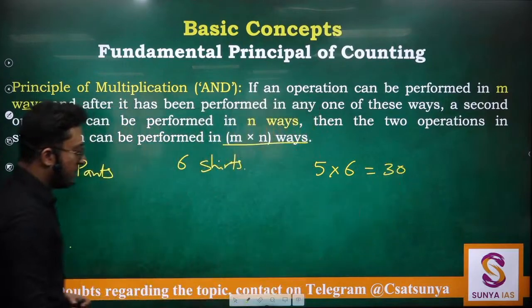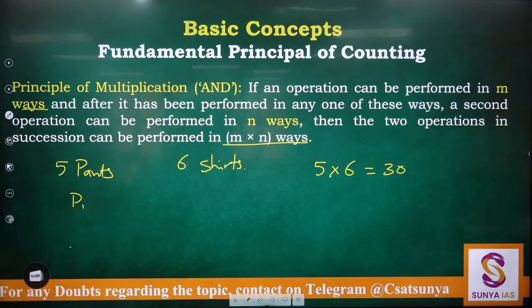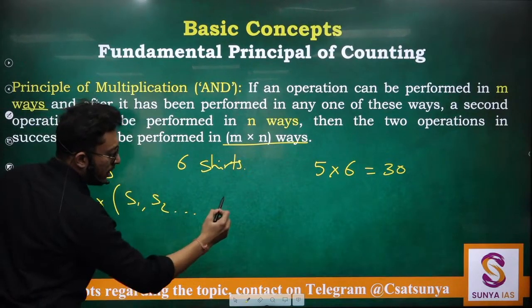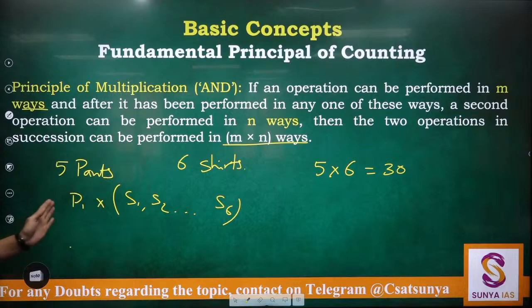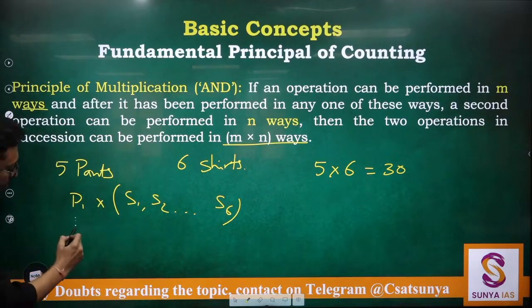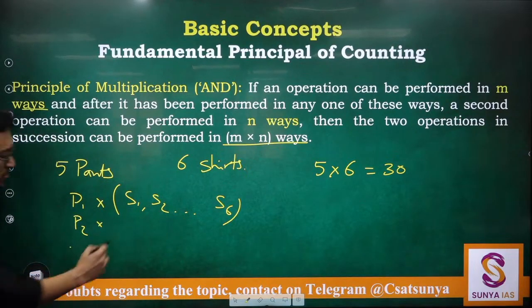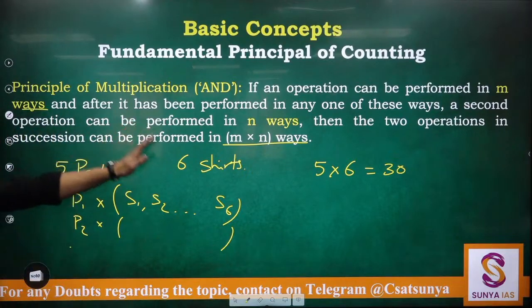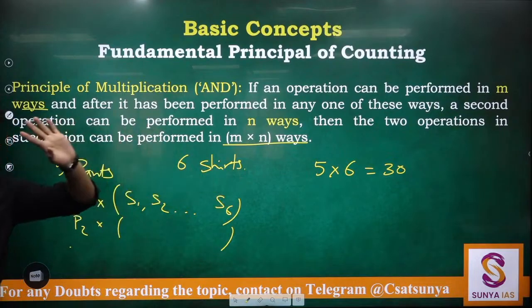How will 30 come? Suppose I selected pant P1. I can pair it with any of the shirts S1, S2 up till S6. These are 6 combinations. Similar 6 combinations can be with P2. These are another 6 with P3, P4, P5. If you count all this, you will get 30. Okay?